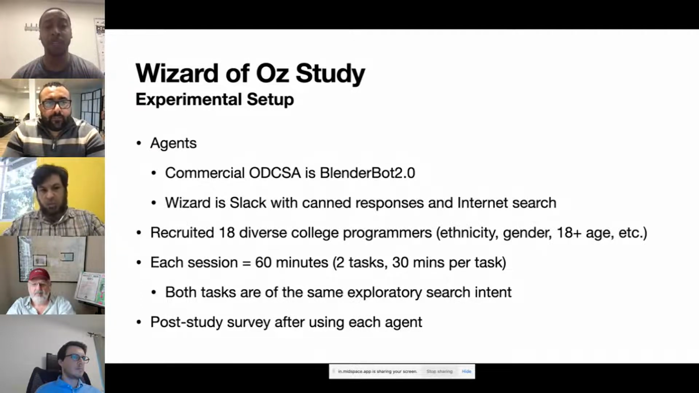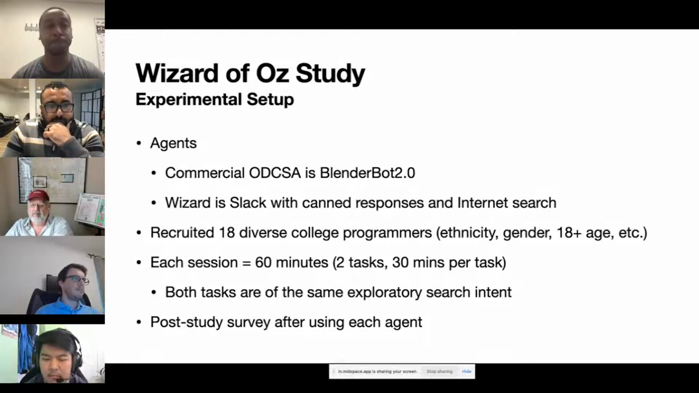We held 1-hour sessions where there were 2 tasks, 1 task per 30 minutes of the same exploratory search intent, answering a task per each chatbot. And then participants answered a post-study survey about their experience with the agent.